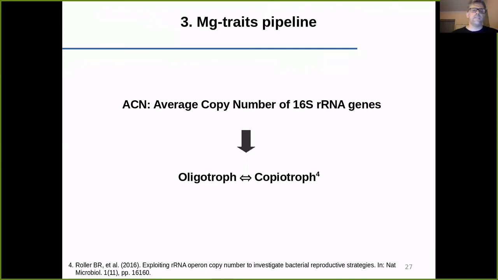Similarly, the ACN, the average copy number of 16S rRNA genes, can be used as a proxy to assess whether organisms behave more like oligotrophs or copiotrophs. Oligotrophs are the organisms that grow slowly but can efficiently exploit limited resources, and copiotrophs are the organisms that can grow very fast whenever there is an input of a high concentration of nutrients.